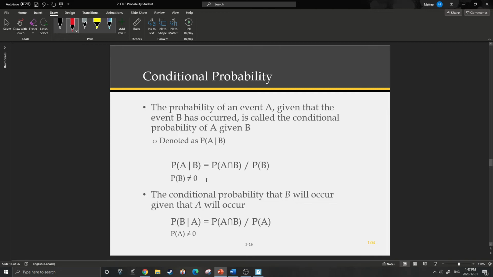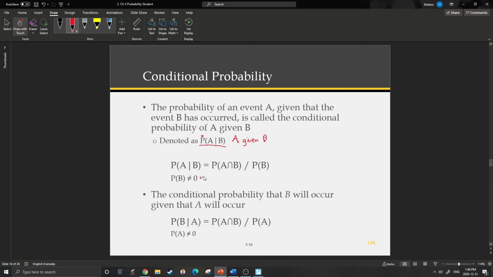Now the way that we write it is denoted like this. It's a vertical line, and we pronounce this as probability of A given B. What does it mean? Here's the formula. The probability of A given B is the probability of A and B occurring divided by the probability of B.